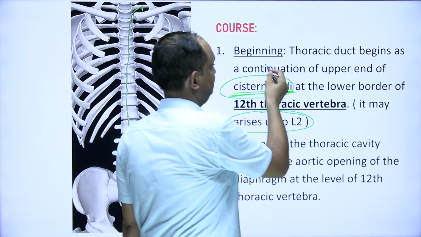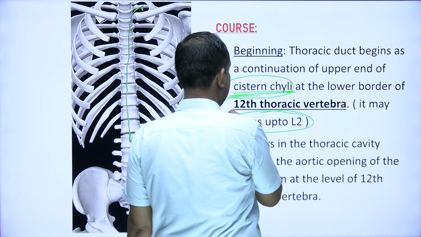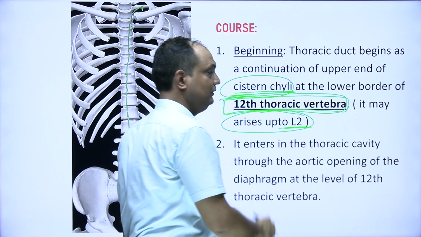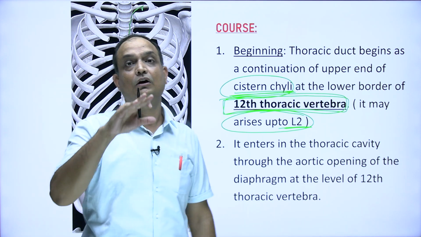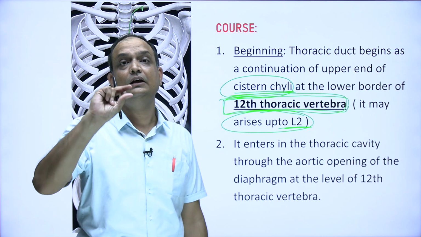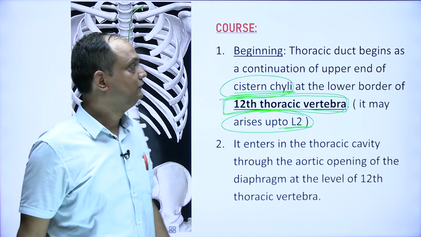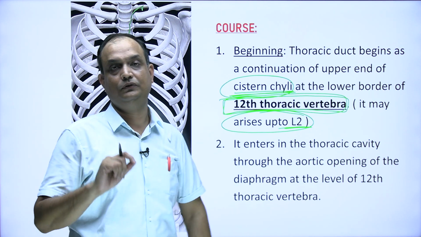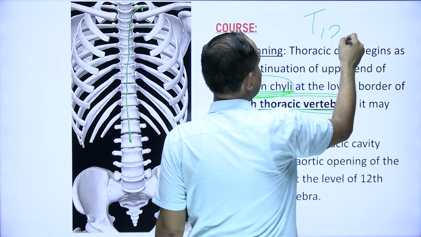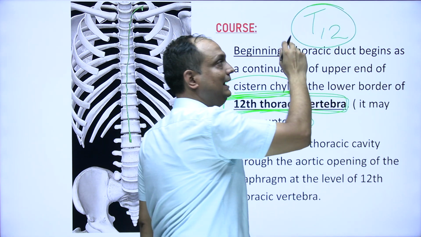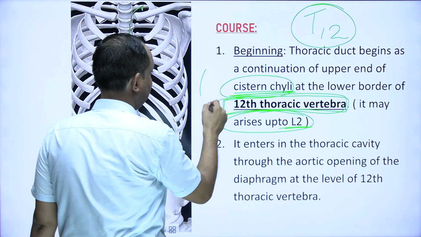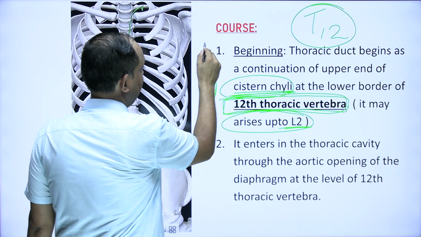So, the beginning of the thoracic duct is at the T12 vertebra. Now, some books say that the extension may go up to L2, because it varies with the position and the variability in the length of the cisterna chyli. So, for the beginning of your thoracic duct, most books will say that it starts from the T12 level, and it is an upward continuation of a sac known as the cisterna chyli. So, suppose this is a sac and its upward continuation is a duct.